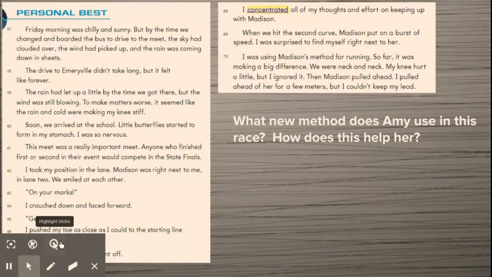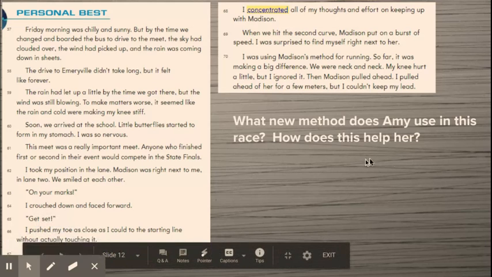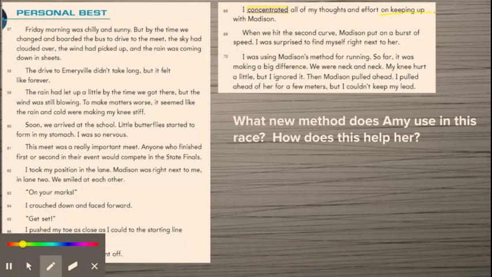All right, looking back at the story and the question, what new method does Amy use in this race? How does this help her? So in this story, I can find where she is keeping up with Madison, and when they hit the second curve, Madison put on a burst of speed. I surprised myself and was right next to her. So she also sped up at the end. I was using Madison's method right here. So she's using Madison's method, as it was making a big difference. We were neck and neck. My knee hurt a little, but I ignored it. Then Madison pulled ahead. I pulled ahead of her for a few meters, but I couldn't keep my lead. So what new method does Amy use in this race?